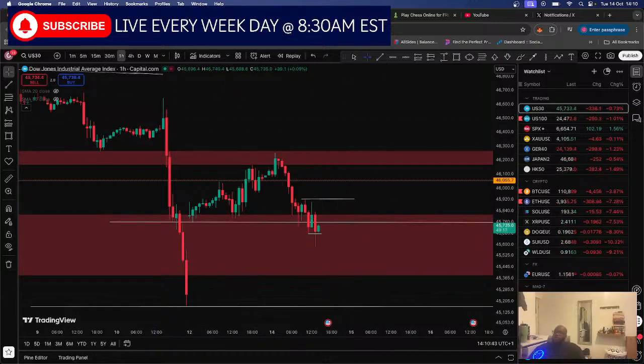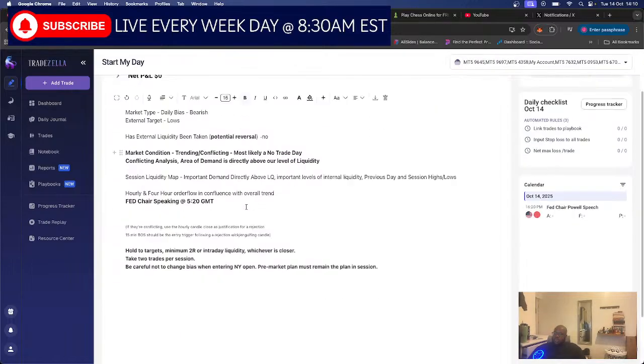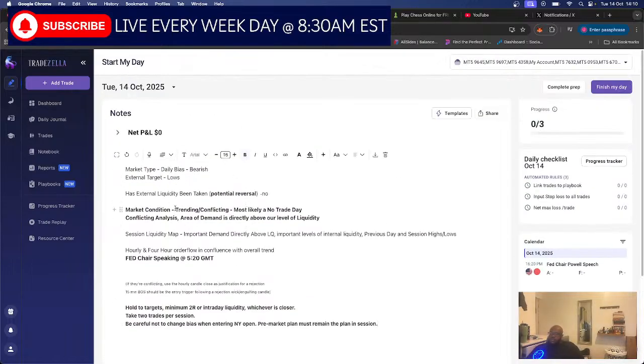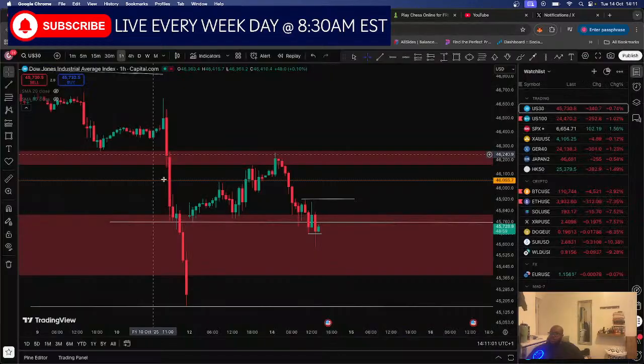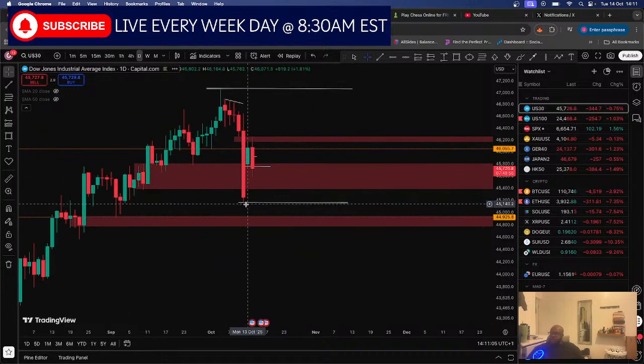Okay, so just a quick recap on our analysis for this session. So the market type today is bearish. That means market is more likely to go lower. Our external targets are the lows of the market, which is actually at this level down here. This is where we expect the price to go.